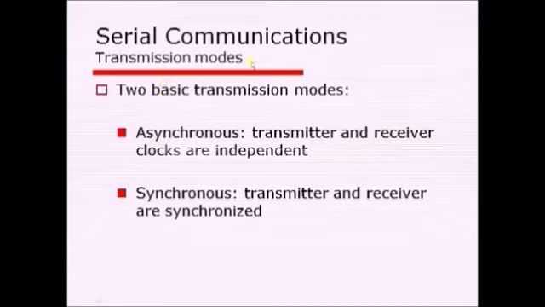Now let us see the transmission modes in case of serial communication. There are 2 transmission modes, one is asynchronous and the other one is synchronous. In case of asynchronous transmission, both the transmitter and the receiver are connected to different clock sources, but the clock value should be the same. Why? Because synchronization is done only with those clocks. So here both the clocks for transmitter and receiver are independent.